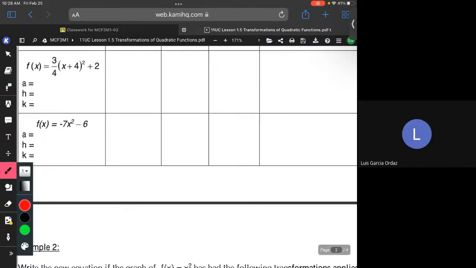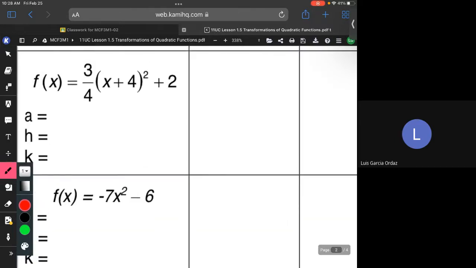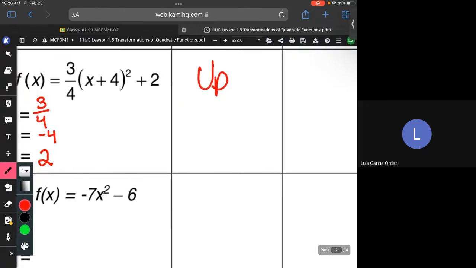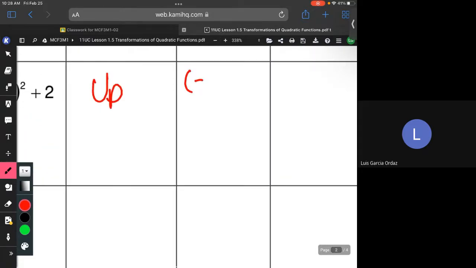And the last one we're going to do is f of x is equal to 3/4 (x plus 4) squared plus 2. So what's my a value for this guy over here? 3/4. What's my h? And what is my k? 2. Does my graph open up or down? Okay, what's my vertex? Yep, perfect. My axis of symmetry? Perfect.